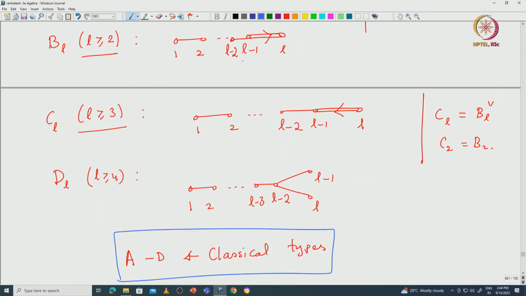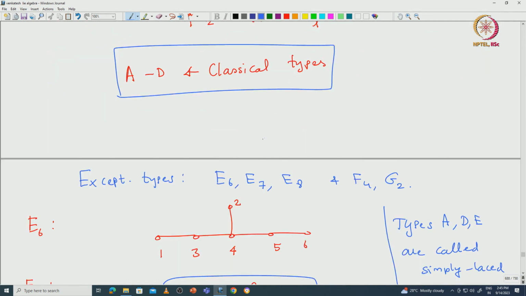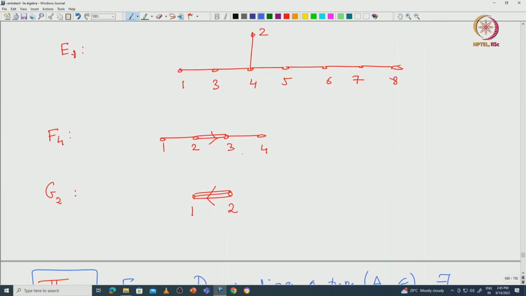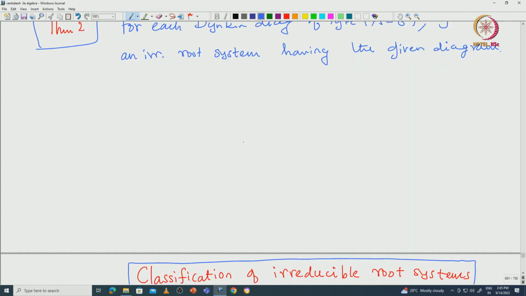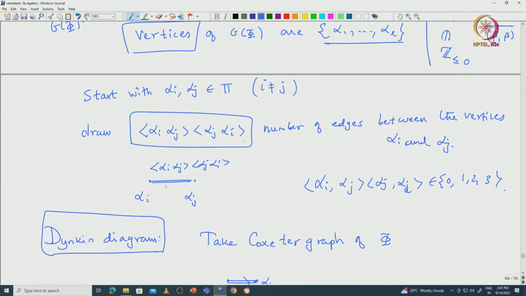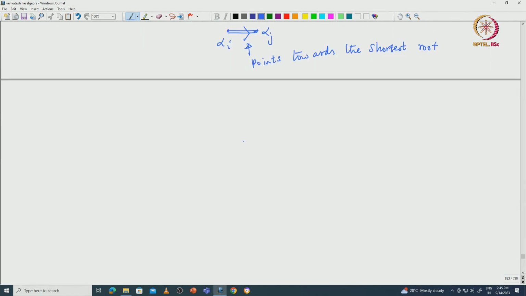But in types B and C, the arrow determines which type it is. And if you go to types F and G, the arrows do not matter, because even if you reverse the arrow you get the same diagram. That is because F4 dual is isomorphic to F4, and G2 dual is isomorphic to G2. The dual is the only thing that could create a problem, but they are all self dual, so there is no difference. Now we are going to prove that these are the only Dynkin diagrams possible. But for that purpose, let us first observe something about what are called admissible roots.